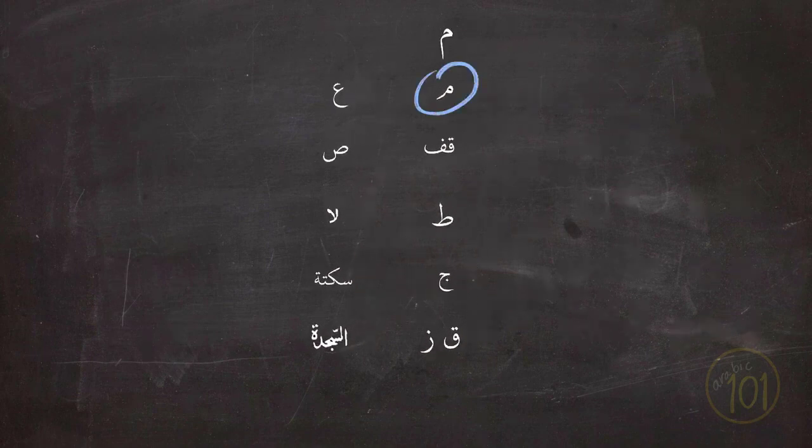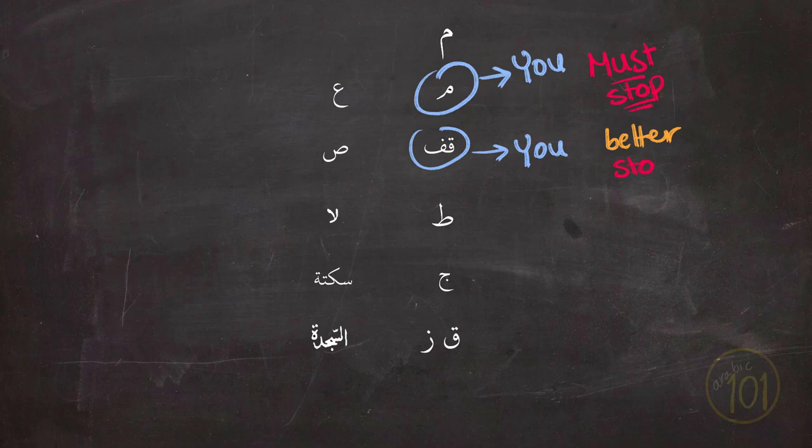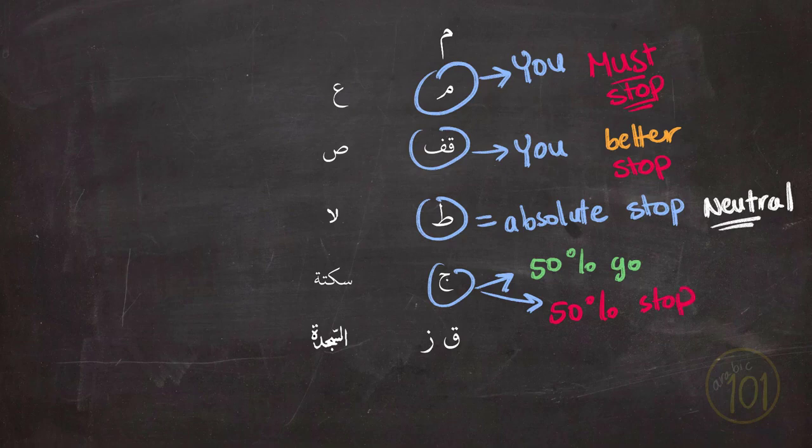So, to recap, mim with its two forms means that you must stop here, otherwise the meaning will change. Qif means that it is better to stop here. Ta is the absolute stop. It's not related to obligation or prohibition, but it means that is the end of a sentence at which you can stop or discontinue recitation. Jim refers to 50-50 chance to stop or go.